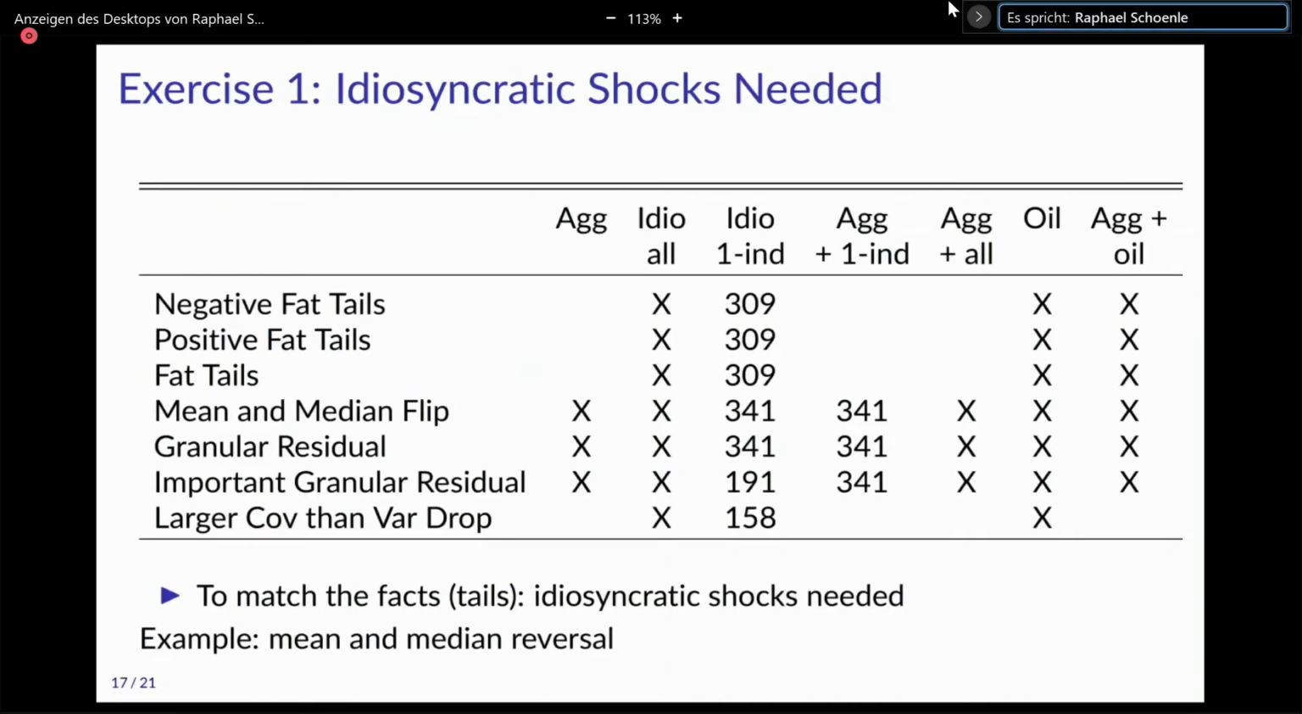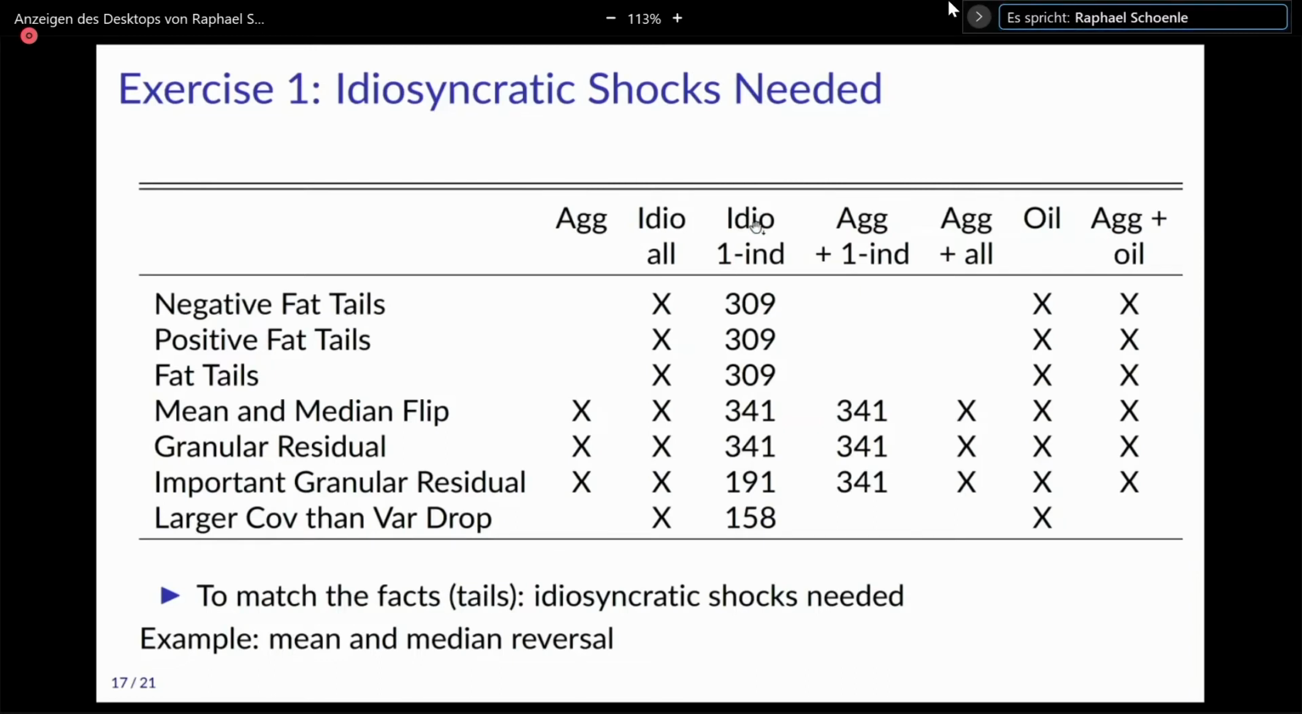So I have two exercises here, and I hope I'm on time. In the first exercise, I just want to convince you, without going into detail, that we need idiosyncratic shocks in order to match our facts. So in this table, I show you, going across columns, various calibrations of the model. The first one allows only for aggregate shocks. And the second one allows for idiosyncratic shocks to each sector.